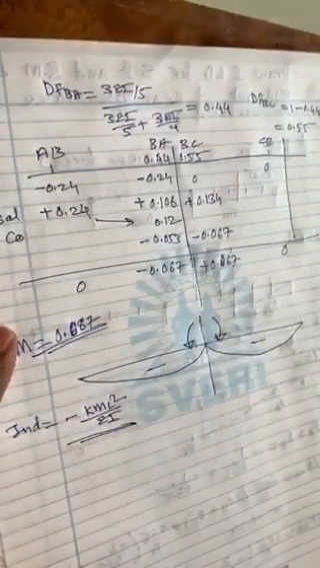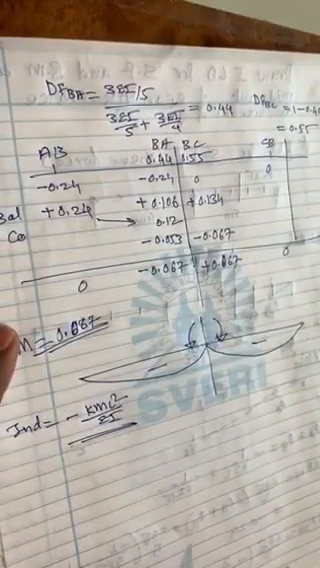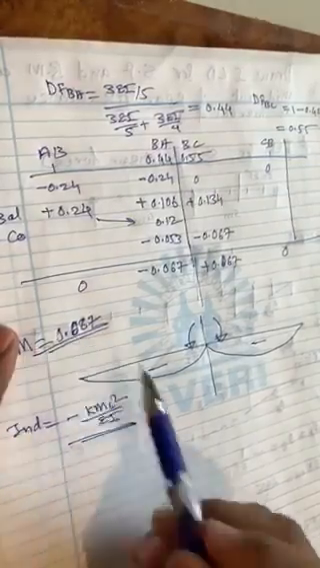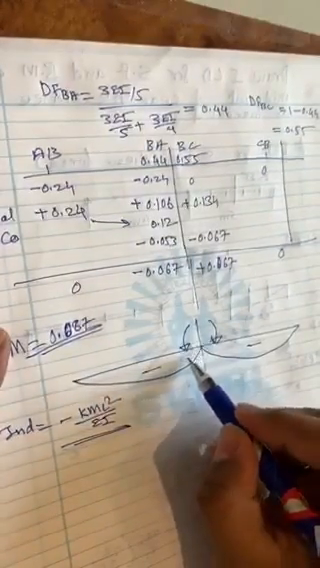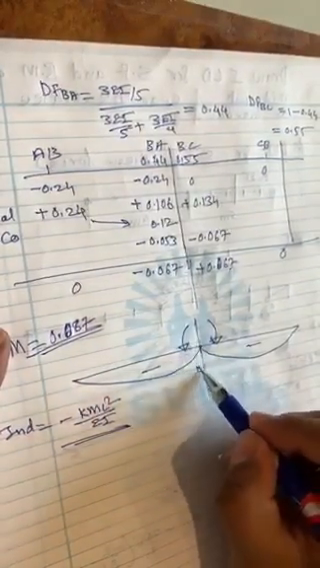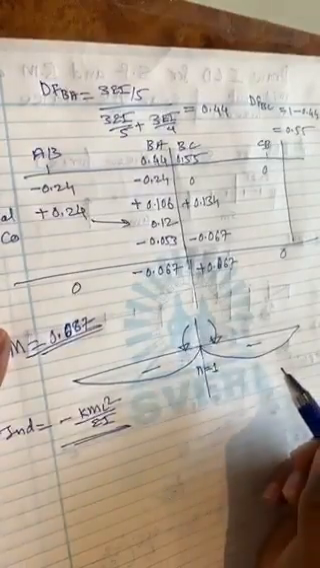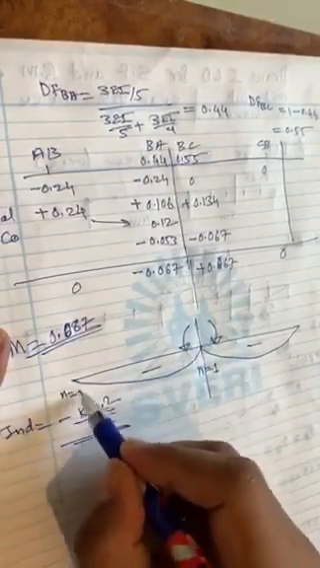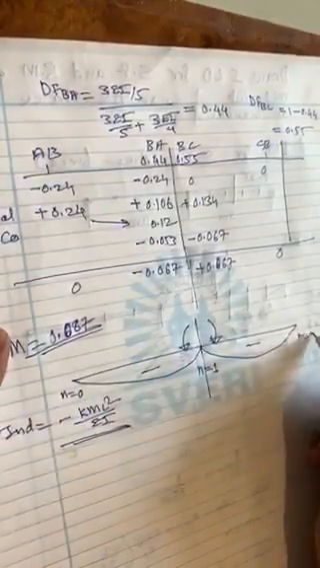Indeterminate displacement will become minus kml square by EI, where m is this. What is k? So you'll have to get k by putting n values. N is equal to 1 here and n is equal to 0 here. In this case, n is equal to 0 here.